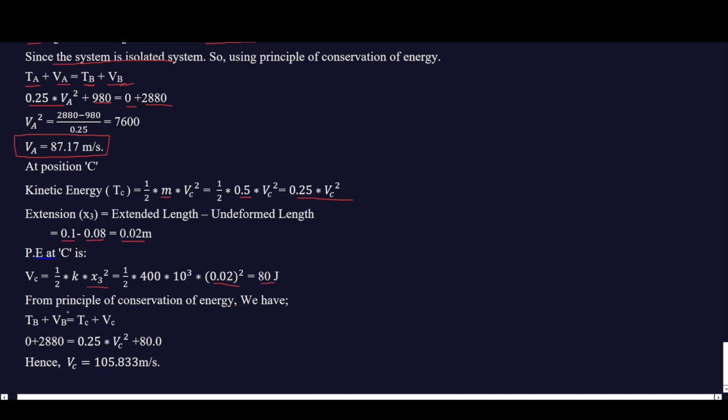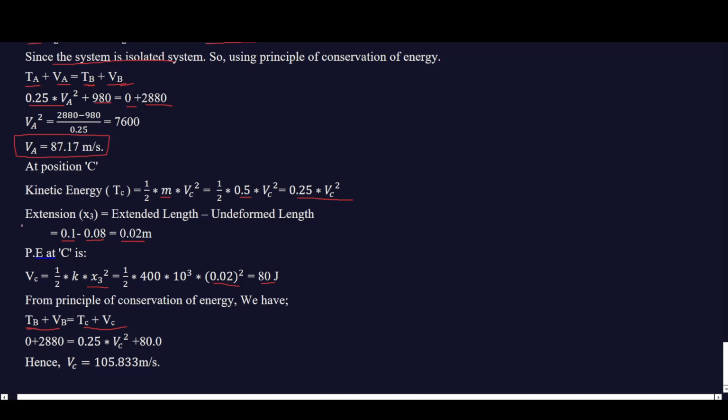Now, from the principle of conservation of energy, we can write the equation as kinetic energy plus potential energy at position B equal to the sum of kinetic energy and potential energy at position C. We can either use TA plus VA equals TC plus VC, or TB plus VB equals TC plus VC. Both methods will be correct. For easiness we will use TB and VB.